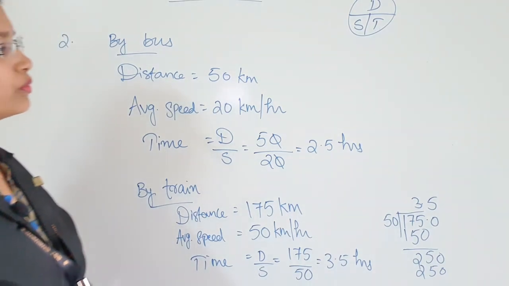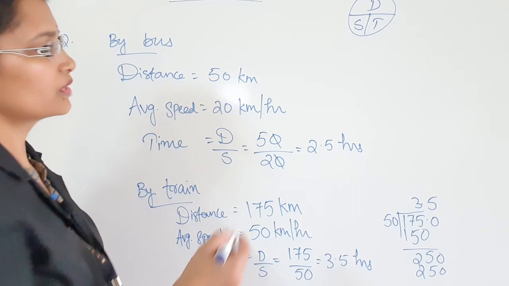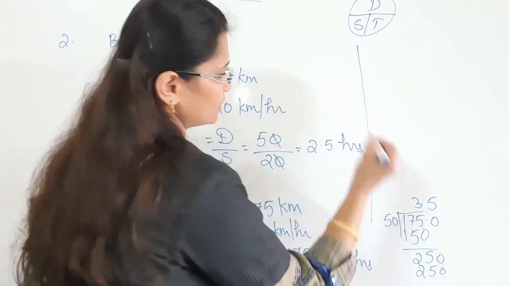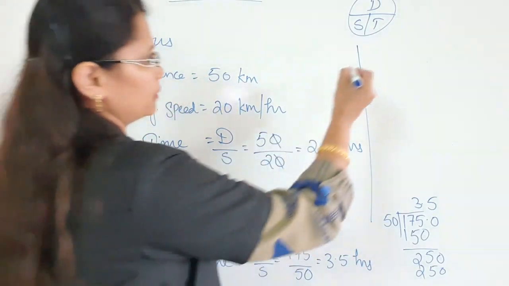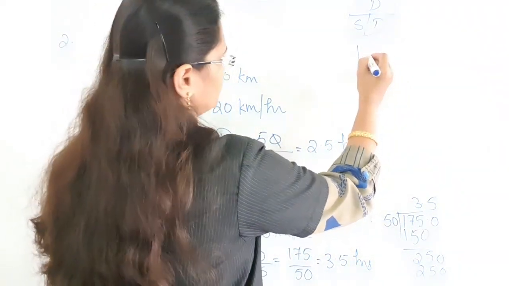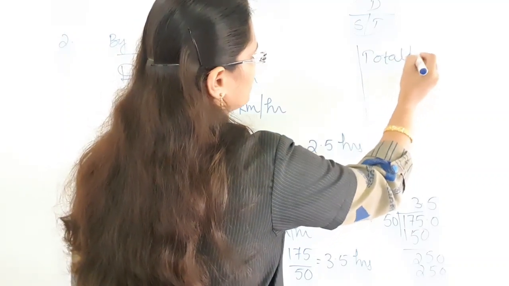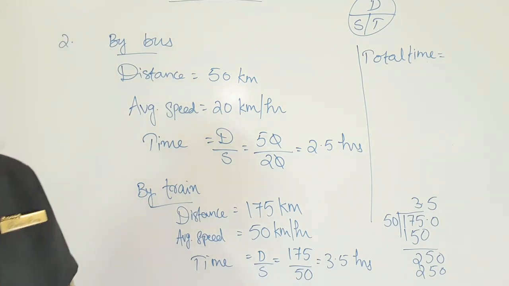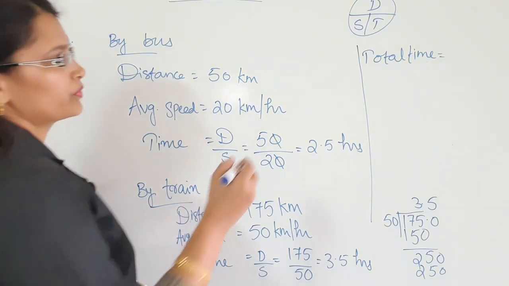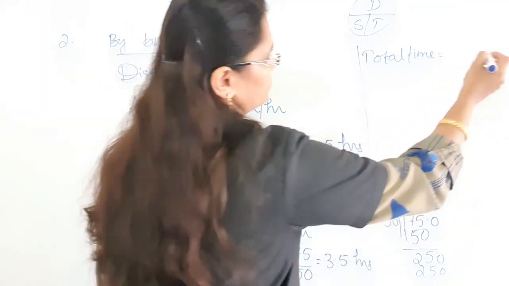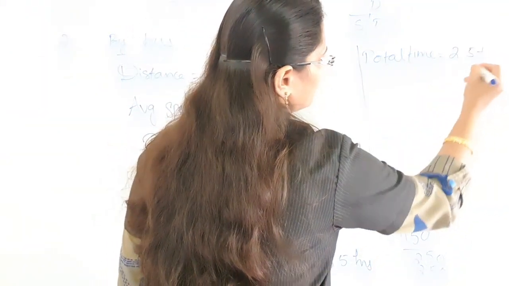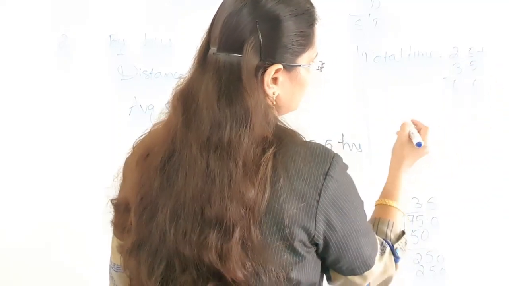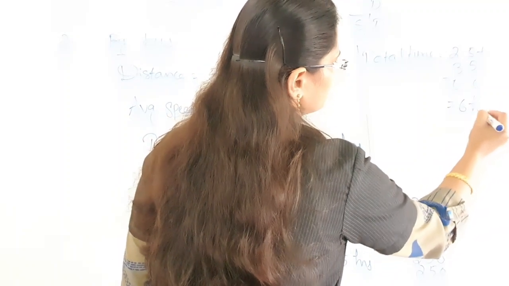So what will be the total time? I don't have space to write down, so I am writing here. You have to write down. Okay. So total time is equal to 2.5 hours plus 3.5 hours is equal to what? 2.5 plus 3.5 is equal to 6. So total time is equal to 6 hours.